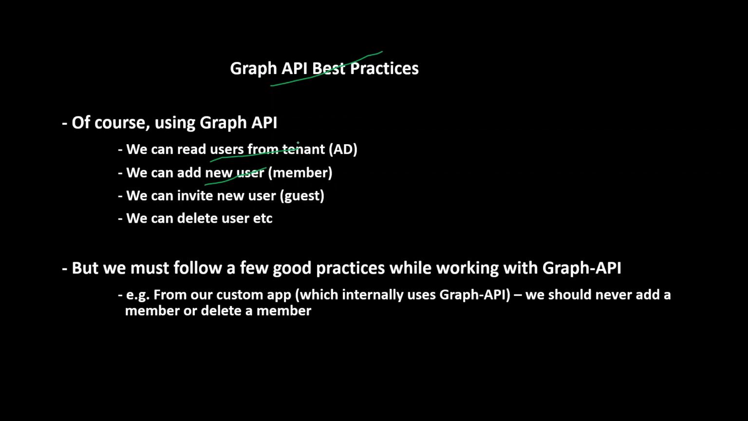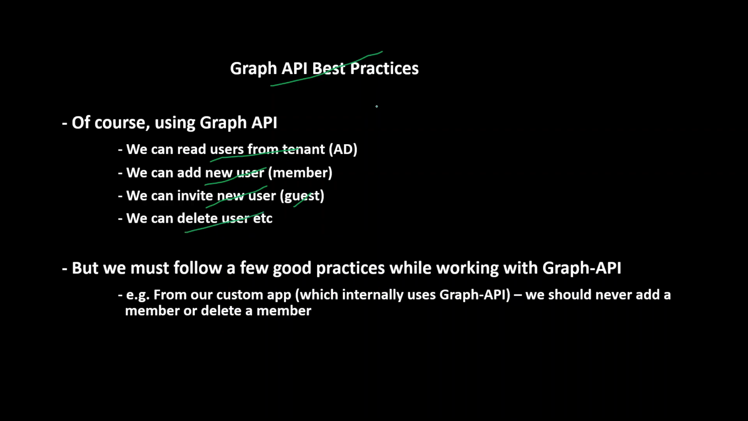For example, john.david@abcd.com, so that is a member of the organization. Then we can invite a new user. Again, we can invite a user with, let's say, a Gmail id, so that is a guest user. And then we can delete the users, etc.